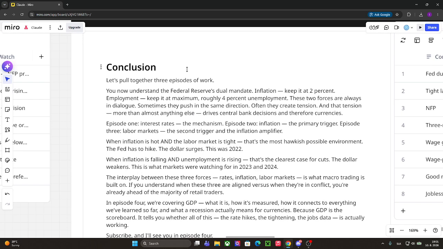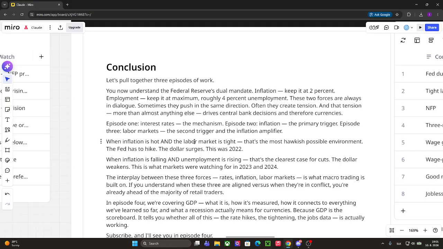Conclusion. Let's pull together 3 episodes of work. You now understand the Federal Reserve dual mandate. Inflation, keep it at 2%. Employment, keep it at maximum, roughly 4% unemployment. These two forces are always in dialogue. Sometimes they push in the same direction, often they create tension, and that tension, more than almost anything else, drives central bank decisions and therefore currencies.